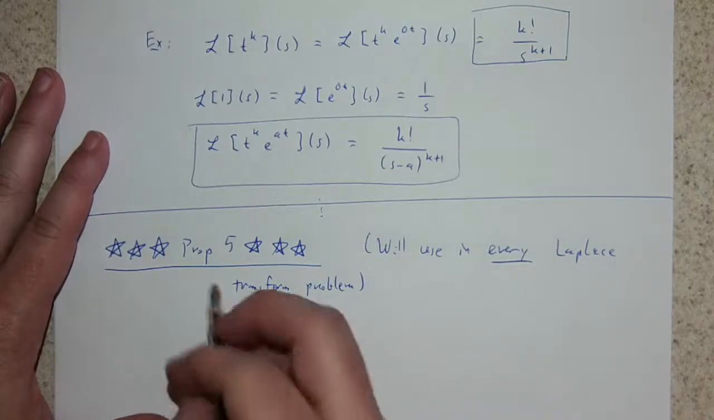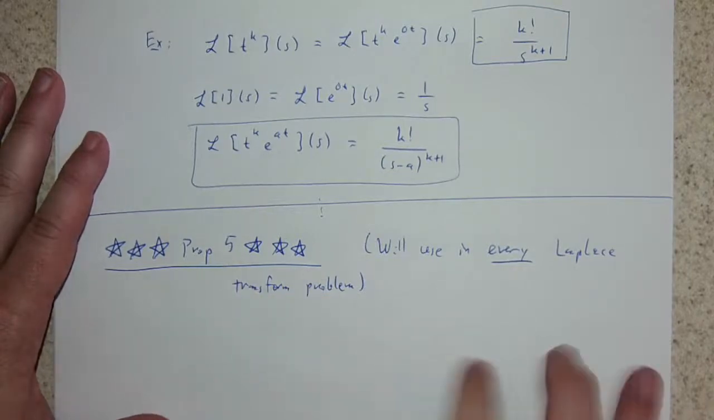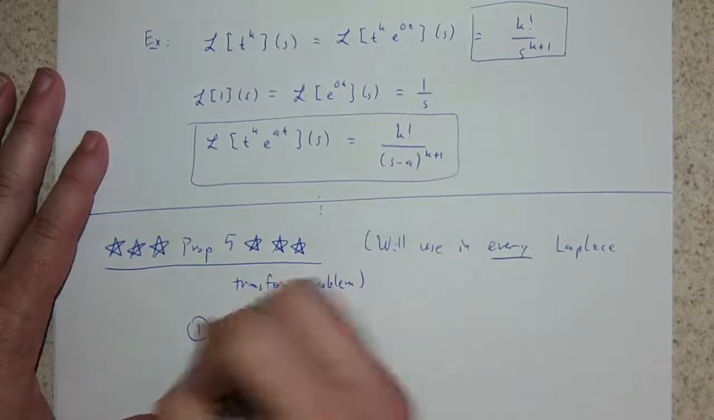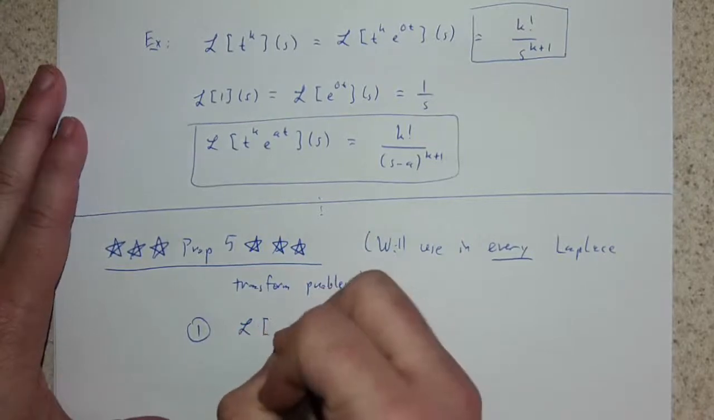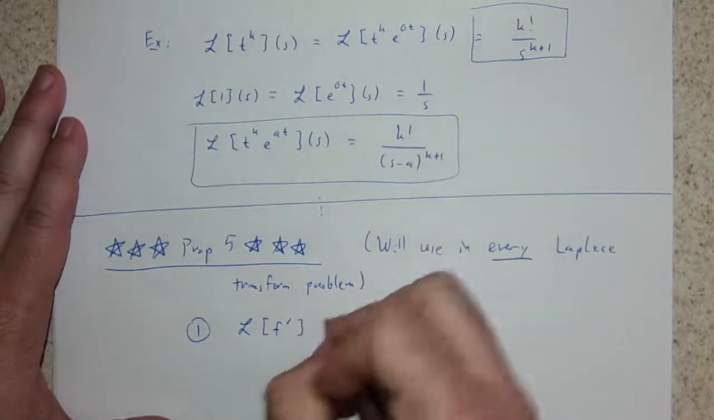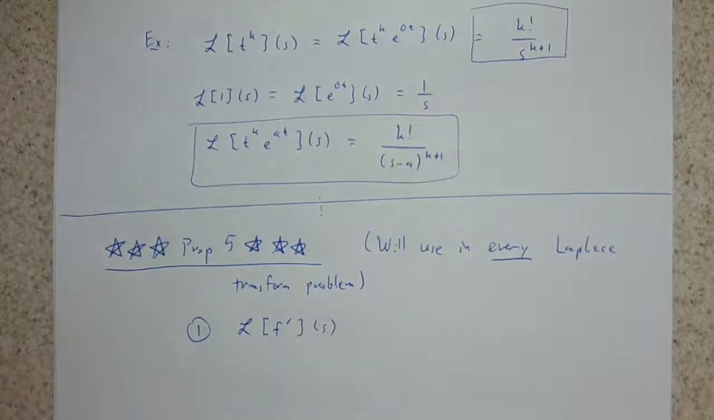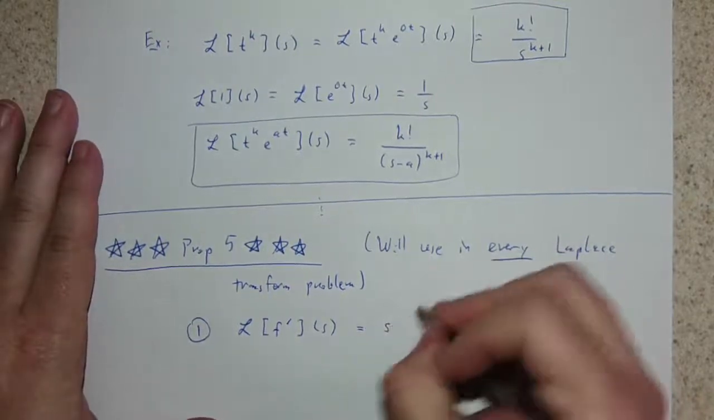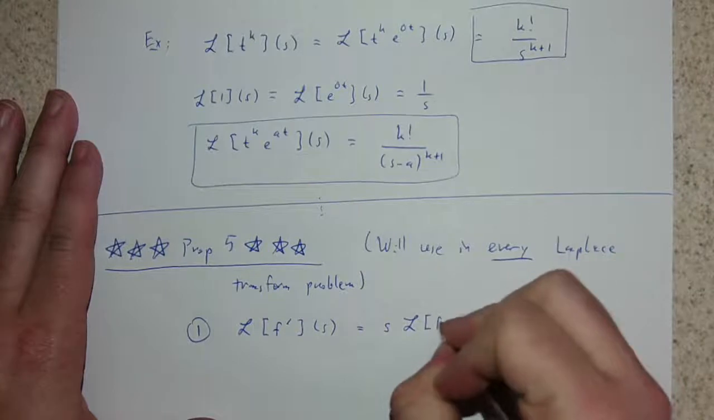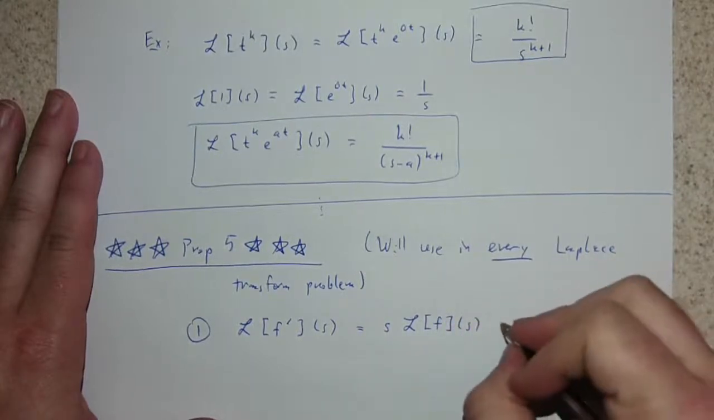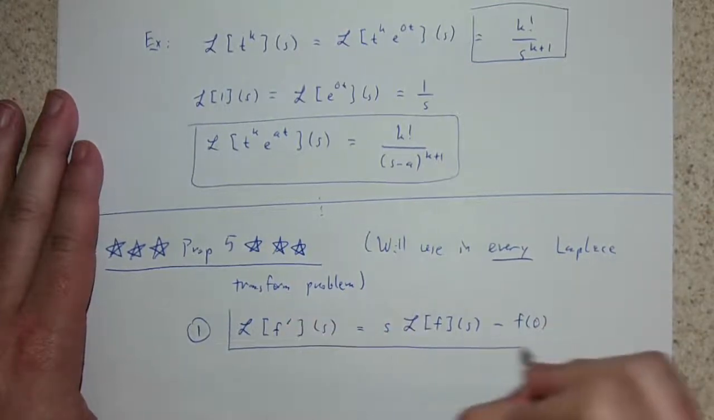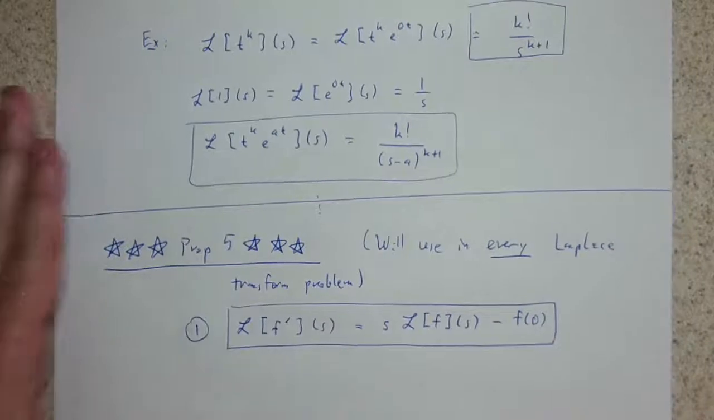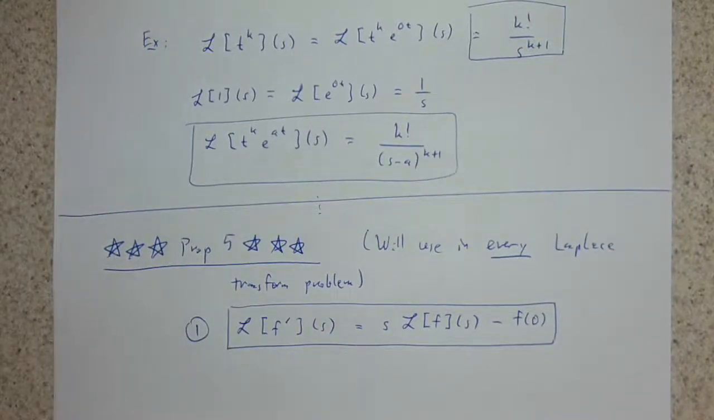Here is the first fact. This prop 5 can be thought of as a list of facts. The first one: how does the Laplace transform the derivative of a function, f prime? The Laplace transform of f prime of s is s times the Laplace transform of f of s minus f of 0. This is the first one that is important.